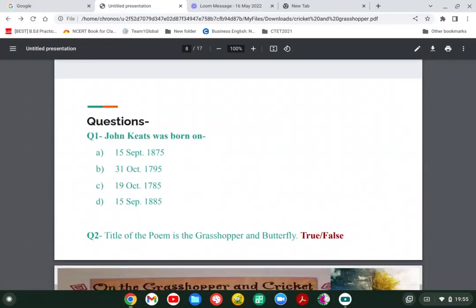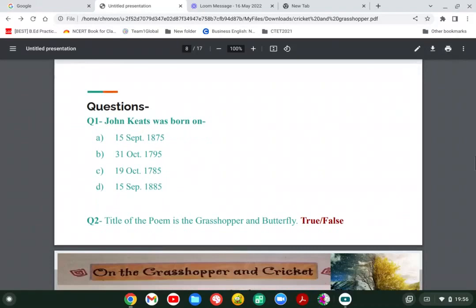So you have to tell me John Keats was born on, right, he was born on 31st October. Very good class. So you have to write this in the chat box. Now you have to tell me whether this statement is true or false. The title of the poem is Grasshopper and Butterfly. What are the two that we are talking about? That is grasshopper and, very good, cricket. The grasshopper and the cricket.